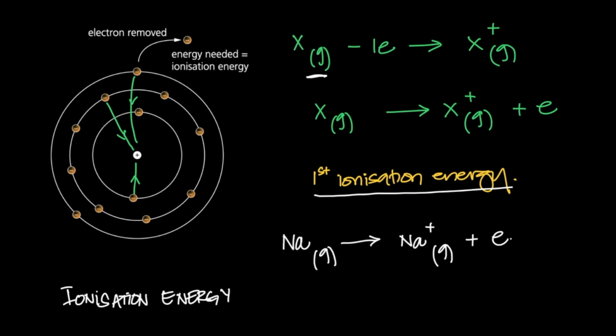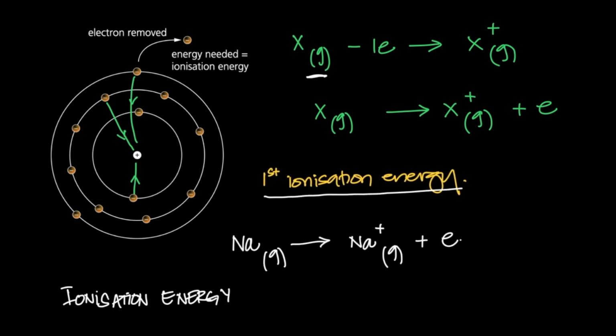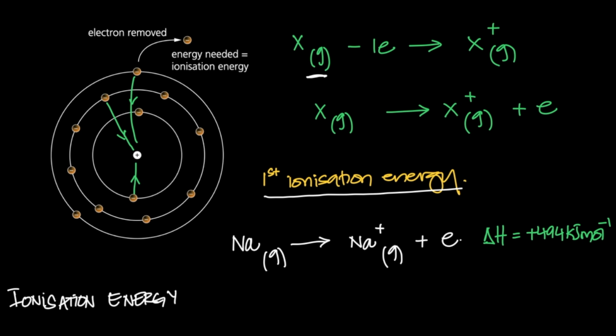And this actually has an enthalpy change. The enthalpy change for this reaction, which is the energy change, happens to be about 494 kilojoules per mole. That means for every 1 mole of sodium gaseous atoms that become gaseous ions, 494 kilojoules of energy are required. That's the energy for the electron being removed in sodium. Now, we'll look at more detail of atoms and other atoms, but first let's hone in on this definition of first ionization energy.